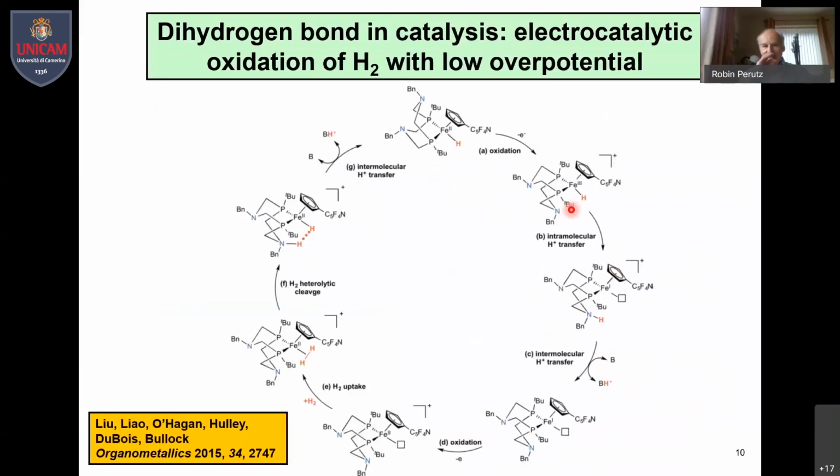Now I want another example, this time with a dihydrogen bond in catalysis, and I've chosen as an example the electrocatalytic oxidation of hydrogen. Now, this is a process that lots of people are working on, particularly as a way of using renewable energy without using platinum group metals. This example comes from Morris Bullock and Dan DuBois, and you probably can't read this cycle at the moment, but I'll show you in more detail soon.